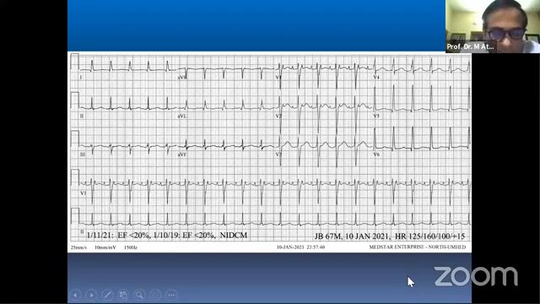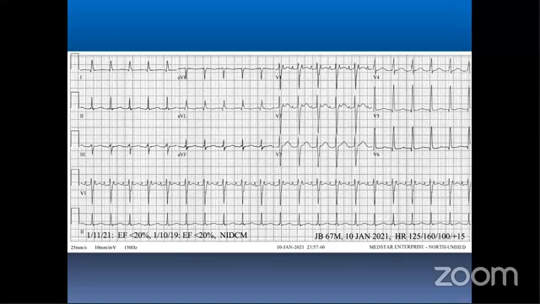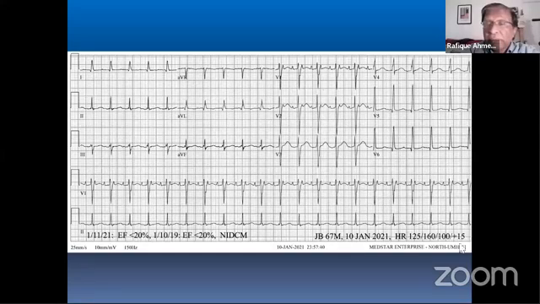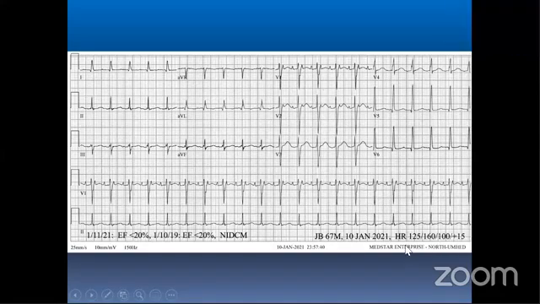Abida. Sir, this is the ECG, sir. There is a heart. So if we see the ECG, the heart rate is about 125. Yes. Narrow complex QRS. It looks like, sir, there is sinus tachycardia, sir.